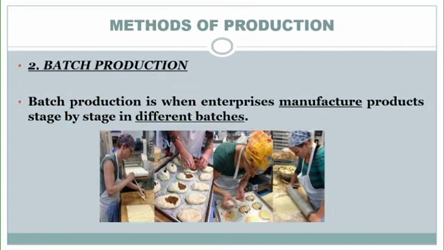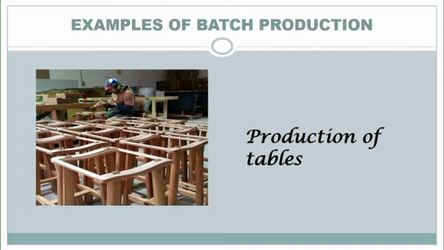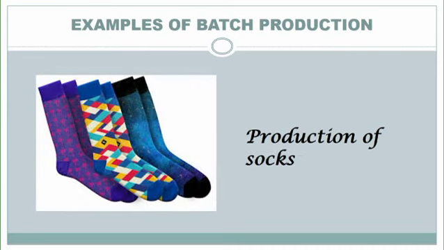The second method of production is batch production. It is when enterprises manufacture products stage by stage in different batches. Examples of batch production are production of bread, production of tables, production of socks, and so on.